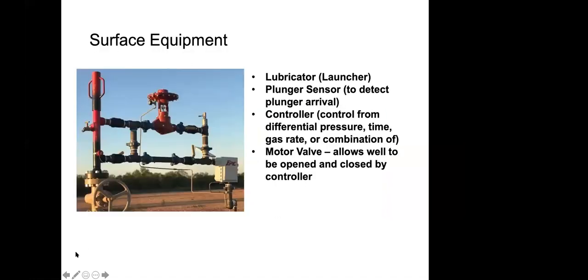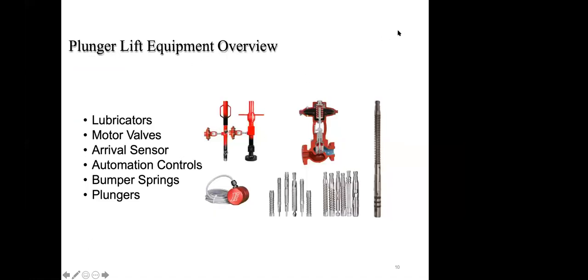So the next slide, Tawny, is an equipment overview. Okay. On this, at surface, we have a lubricator as the first bullet point. Sometimes I call that a launcher, and that helps people understand what it's doing. I don't know how this ever got the term lubricator. It doesn't lubricate anything. It's actually the surface component that allows us to retrieve and launch that plunger. So a better fitting term would actually be launcher, but somewhere along the evolution of plunger lift, the term lubricator stuck. So that's what they're still referred to as.